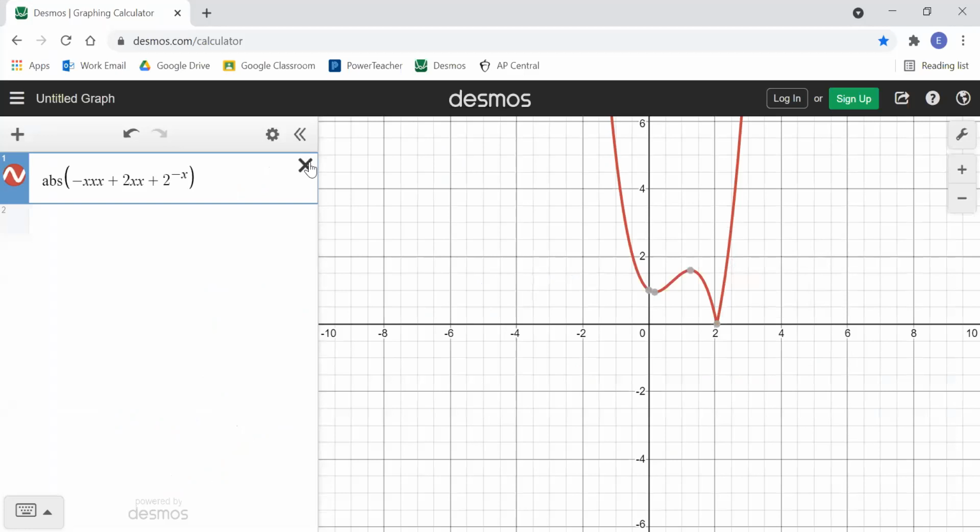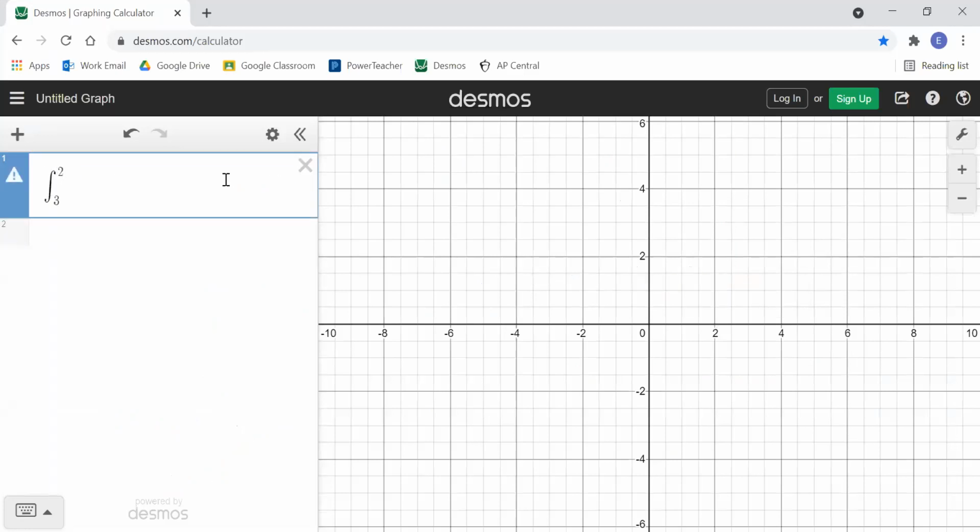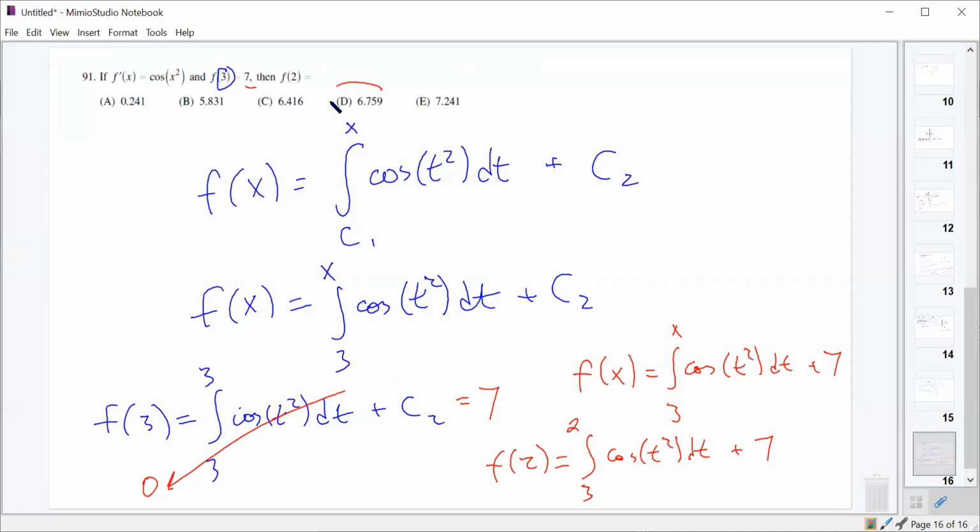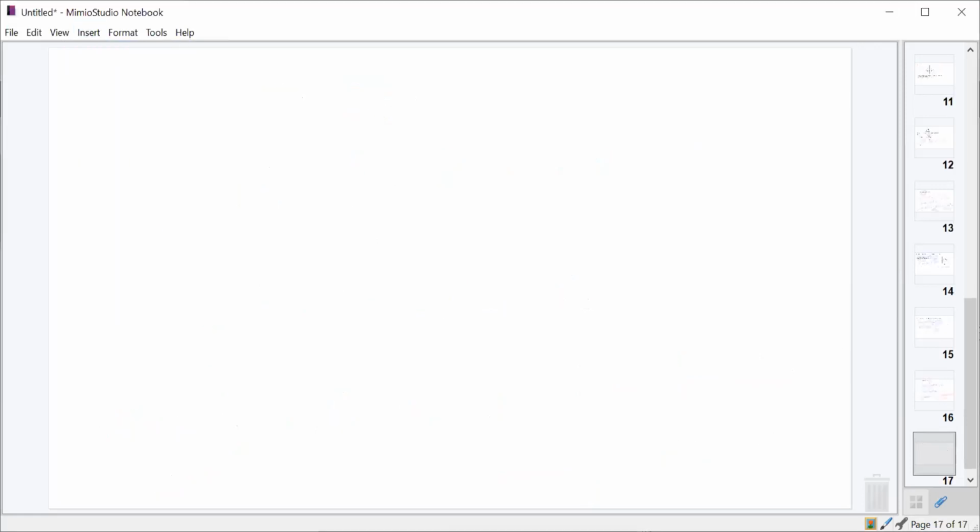Let's see, Desmos will tell us though. The integral from 3 to 2 of cosine of x squared dx, and we've got a plus 7 at the beginning of it. So 6.75859, whatever that is. Looks like that should be choice D. Everybody good with that? Cool. All right, next one we've got is 92 from that same test.